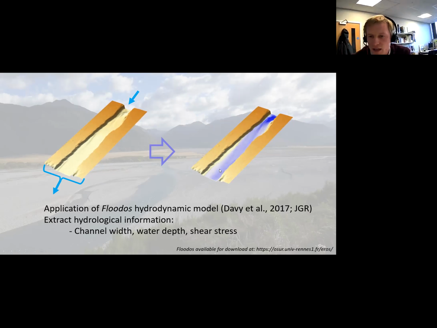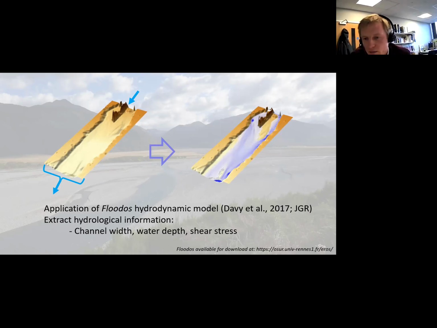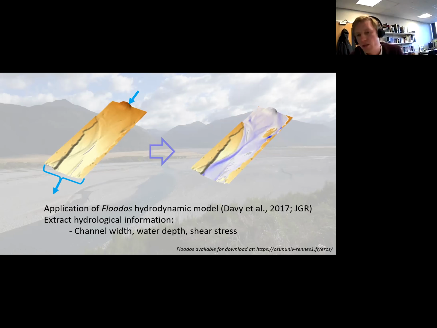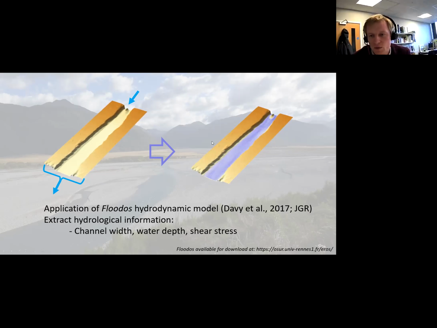So this here is the flow of water colored by the water depth. So the darker blue is the deeper water essentially. And from this, we can then automatically extract things like the channel width. We can count the number of pixels which have water present and the depth of that water. We can calculate things like the shear stress based on the slope and the depth of the water. So that's the type of data that we're working with during these experiments.